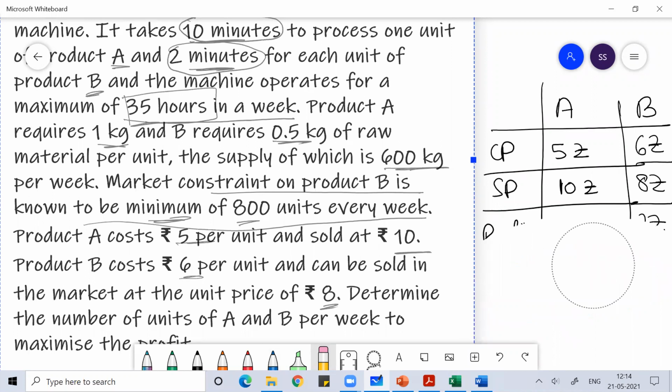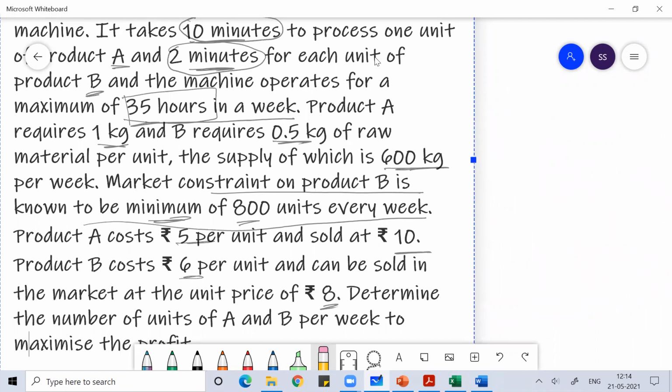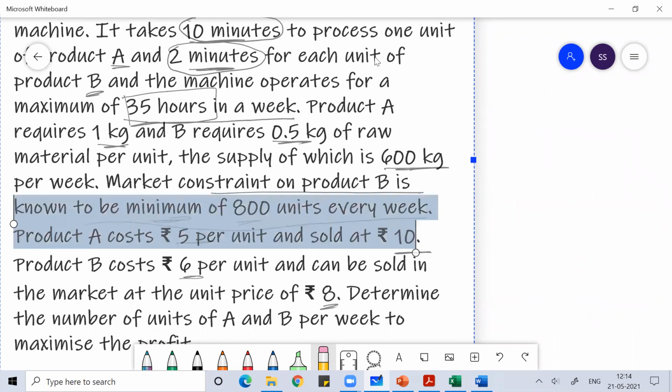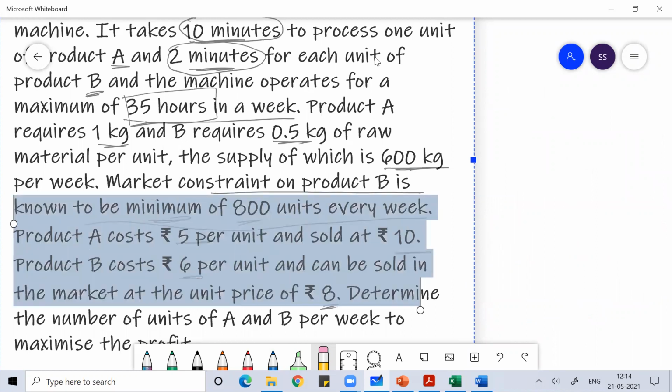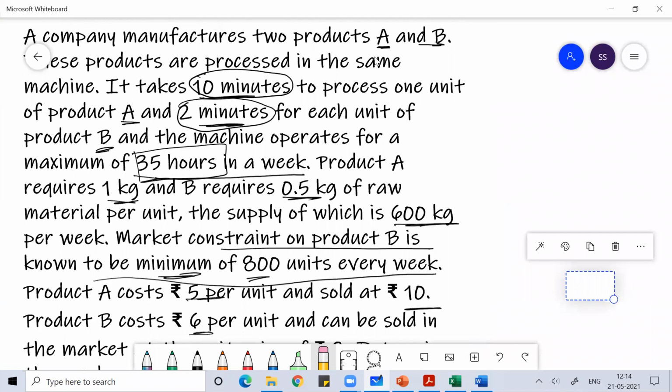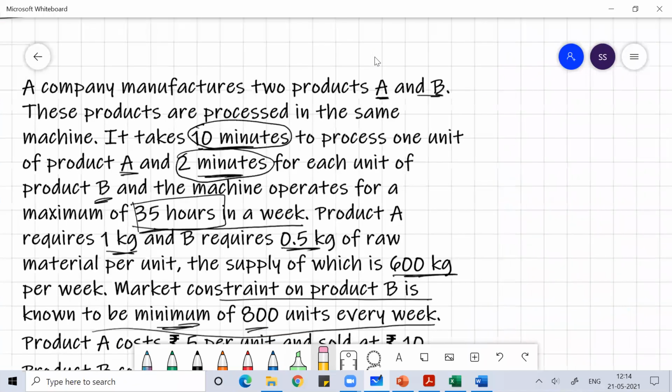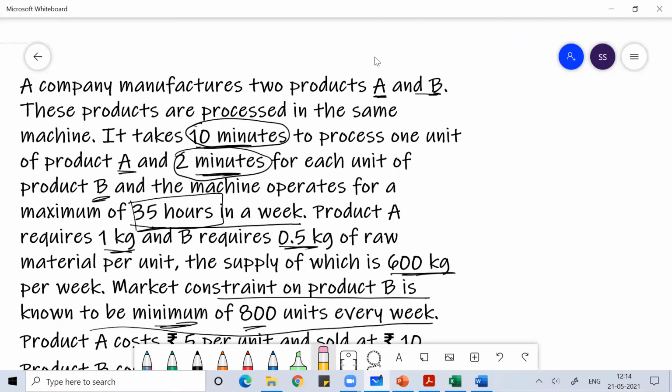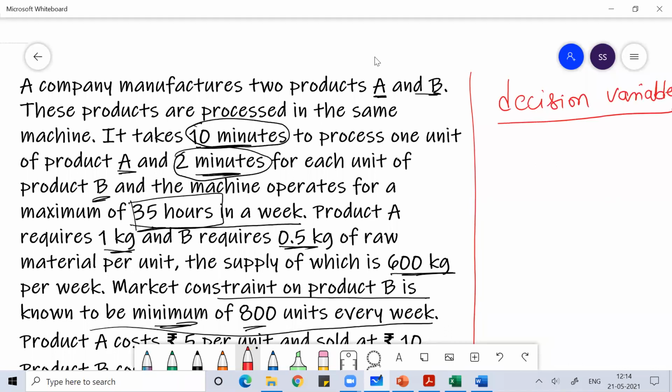So for this kind of problem, you know what would be your decision variable. Whenever you see the problem, you need to create a decision variable. So your decision variable for this problem will be x1.